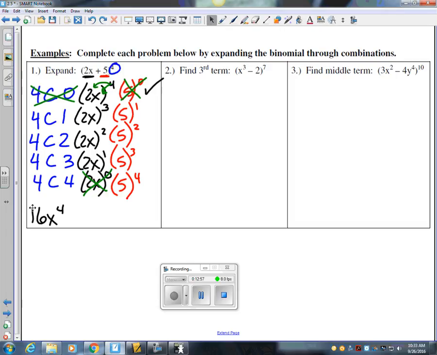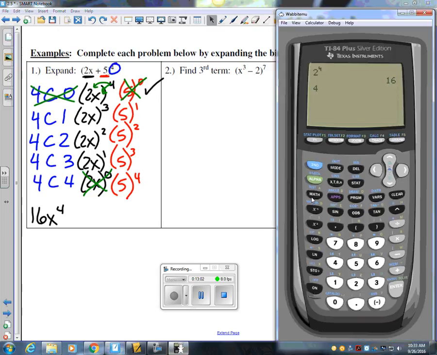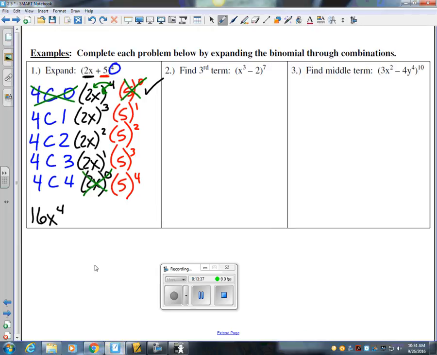Okay, for the next line, in the calculator, I would type in 4 choose 1. 4, math over to PRB, choose 1. I'm going to just go ahead and press enter. What do I have to times this one by? 2 to the 3rd power, and then times 5 to the 1st, which I know is just 5. So I did 4 choose 1 times 2 to the 3rd times 5 to the 1st. What do you get? 160.